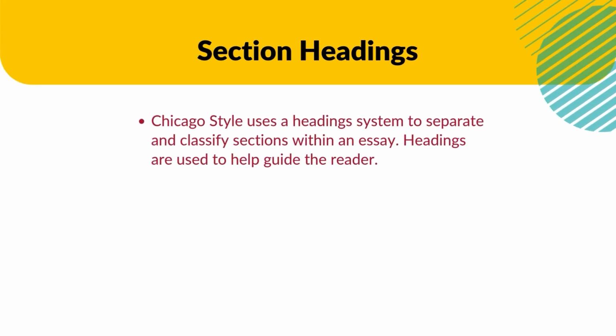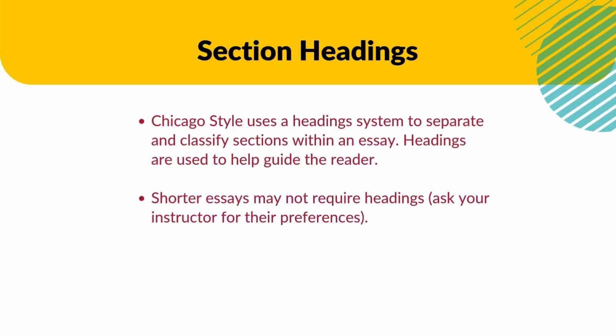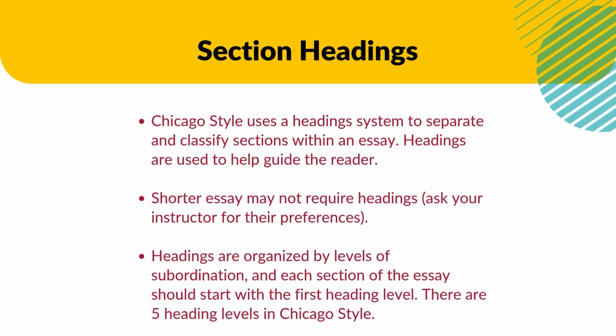Chicago Manual of Style uses headings to separate sections in an essay. These headings may not be necessary, especially for shorter essays. Always check with your instructor about their preferences. Headings are organized into 5 levels. Each essay and subject within the essay should start as a level 1 heading, with subheadings for that subject continuing on in numerical order of the heading levels.